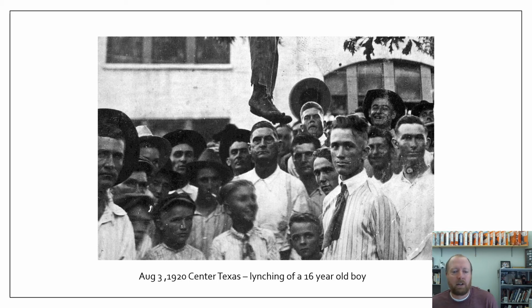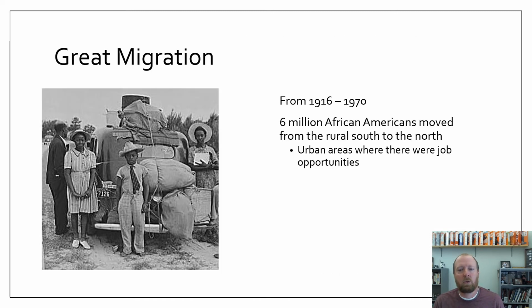Just to show the tenor, here is a picture of August 3rd, 1920 in Center, Texas. Here you see the lynching of a 16-year-old boy. These injustices weren't just during the Civil War. They continued into the 1900s, and they continued to be so bad, so devastating, that it led to what's known as the Great Migration. Starting in 1916, 6 million African Americans moved from the rural South to the North.